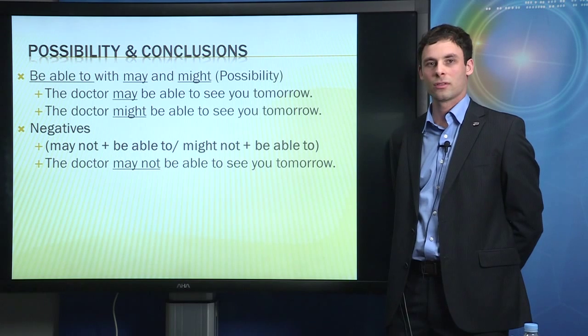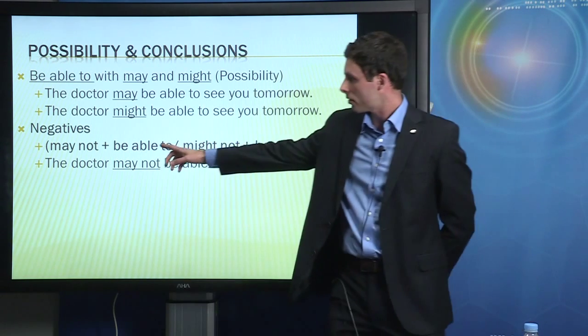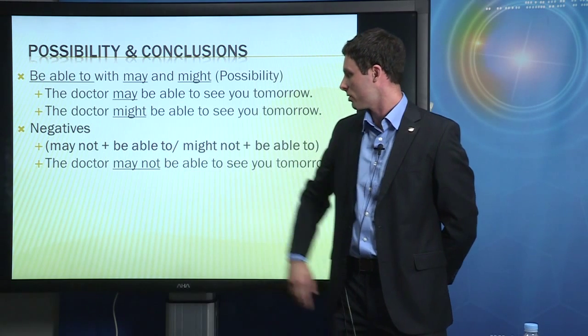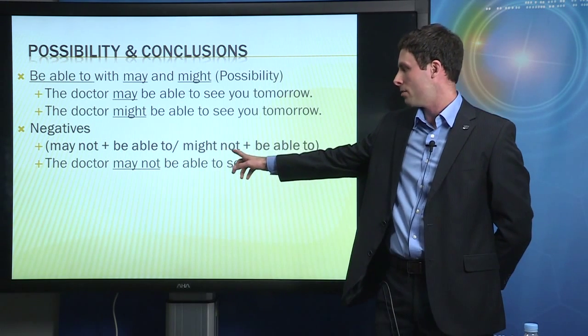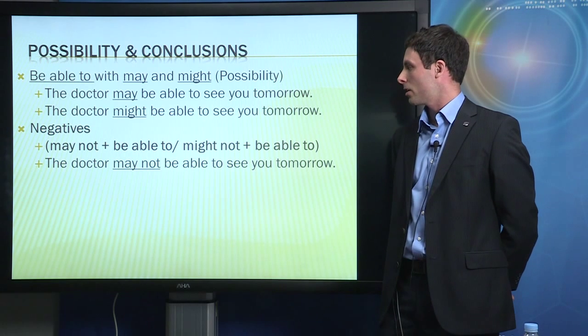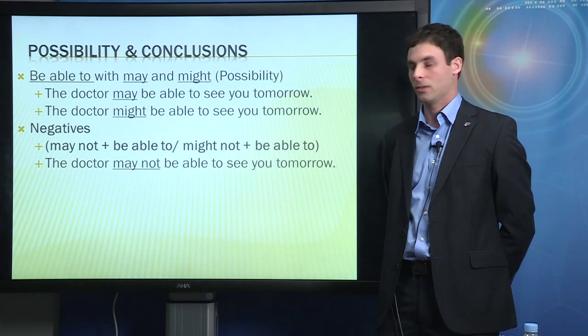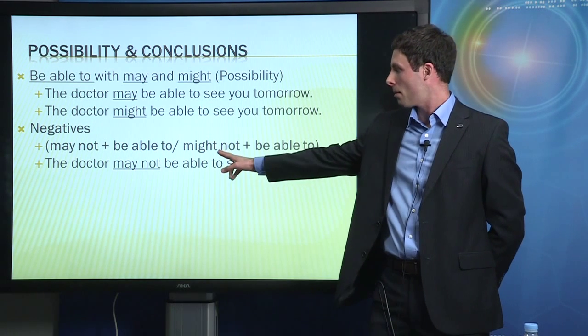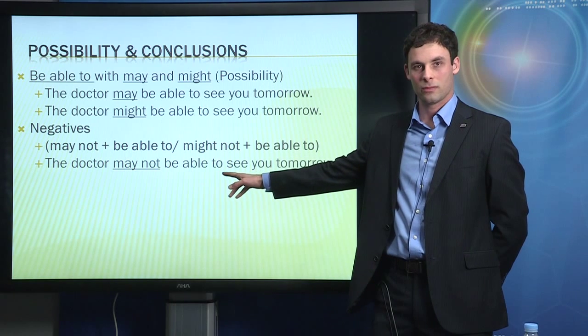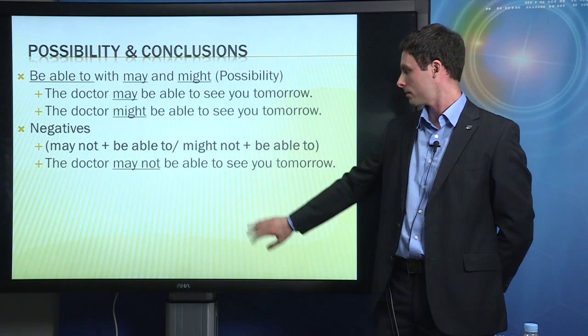So negatives, same form as with will, not goes just before be able to. And same with might. The doctor may not be able to see you. There is a possibility he can't see you. The doctor might not be able to see you. Same meaning.